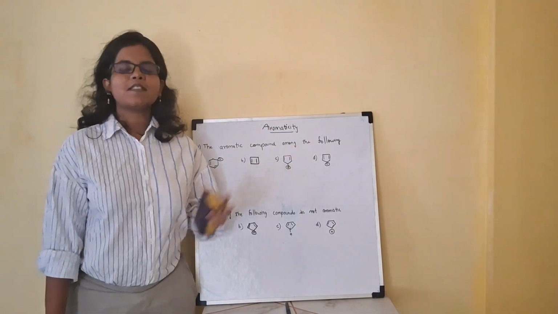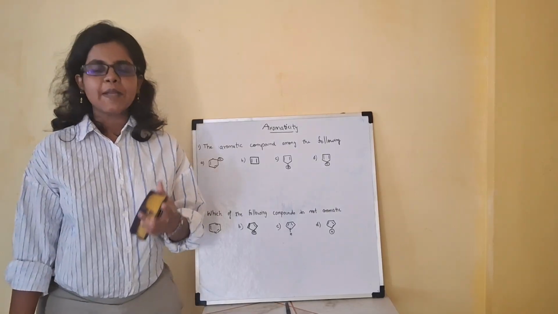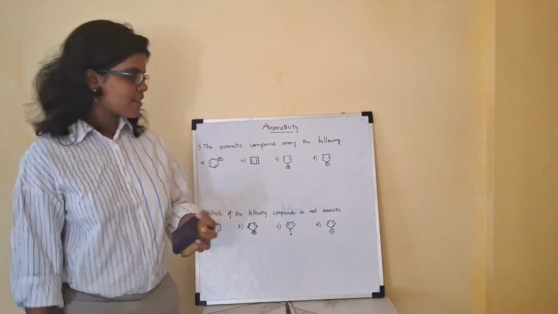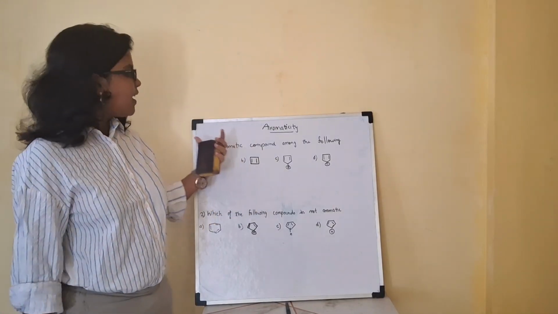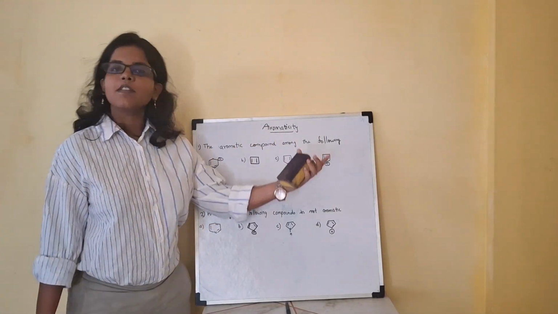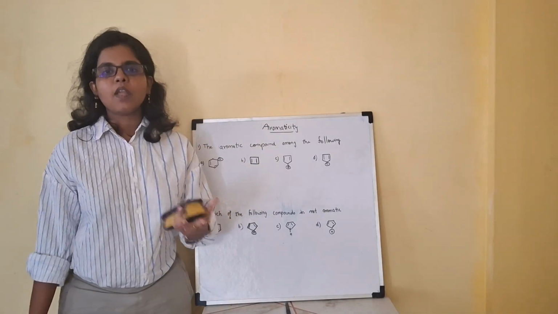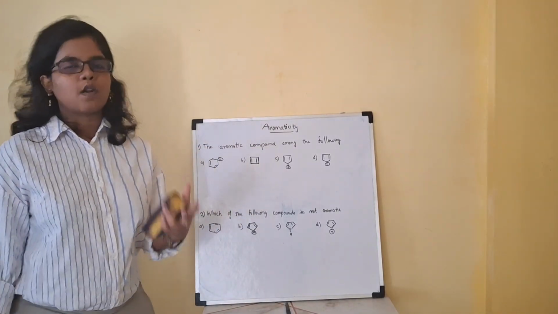So today we'll be seeing problems on aromaticity that were asked in CSIR NET and NEET examinations. So the first question is: the aromatic compound among the following. So they have given 4 compounds. You will have to identify which among the following is aromatic.